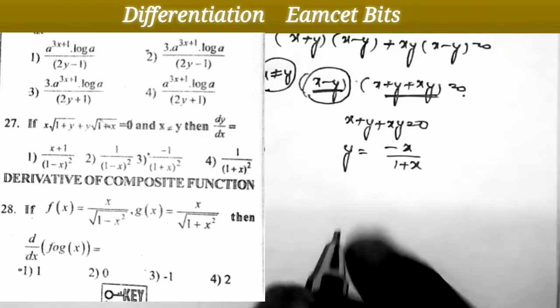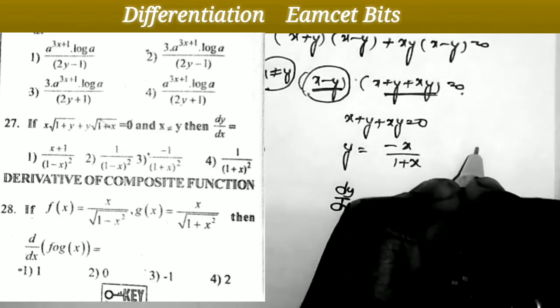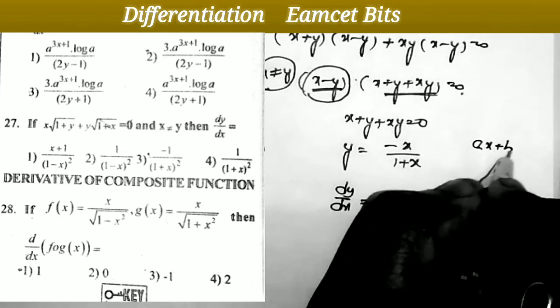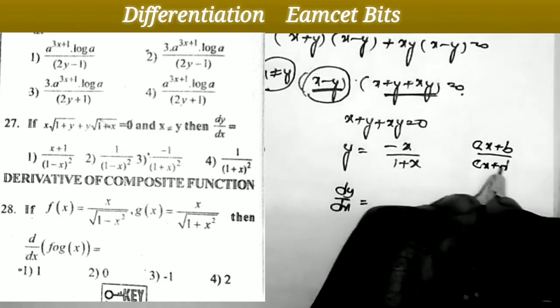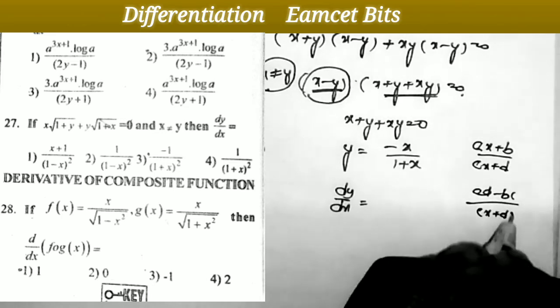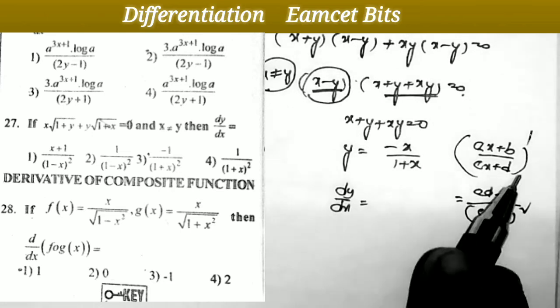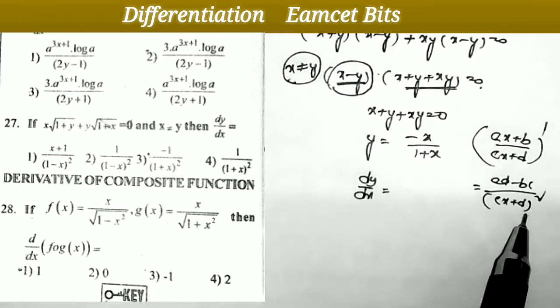Now what is the derivative of this one? dy by dx is equals to a direct formula. What is the derivative of ax plus b by cx plus d? The answer is ad minus bc by cx plus d whole square. The derivative of ax plus b by cx plus d whole dash is equals to ad minus bc by cx plus d whole square.